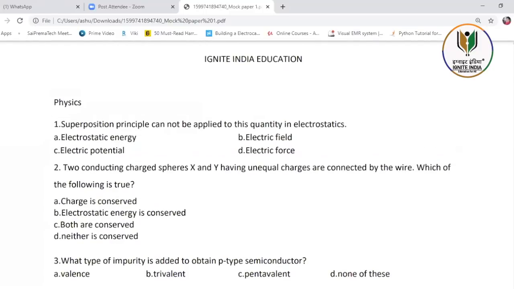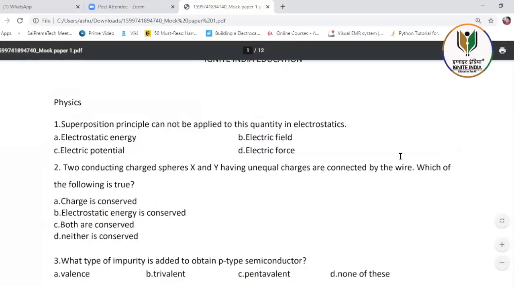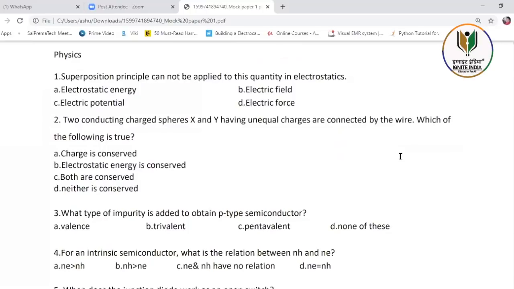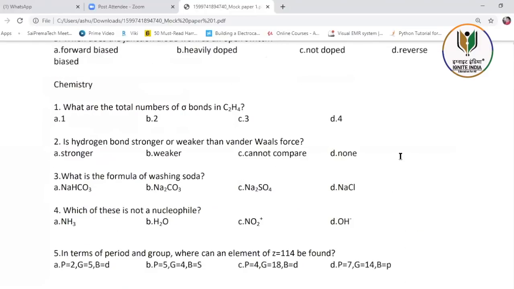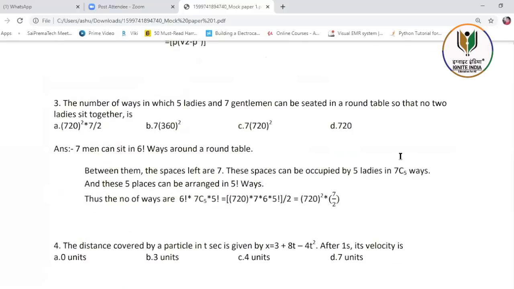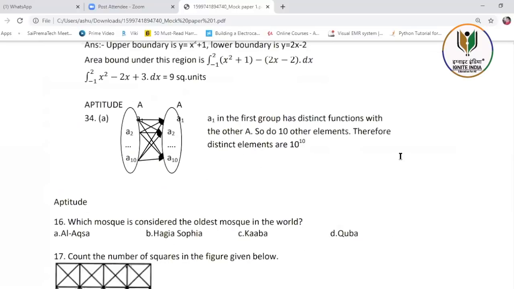Hello, students. We are today solving a mock test paper for NATA. First, as you know, there are four categories in the GAT part, meaning the general aptitude test part, which is physics, chemistry, and mathematics, along with aptitude. So as you know the syllabus of all these three subjects.